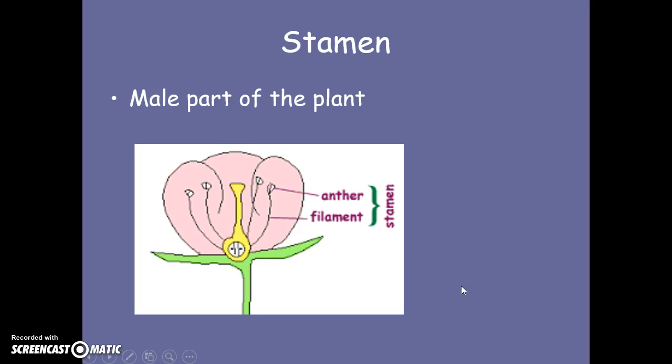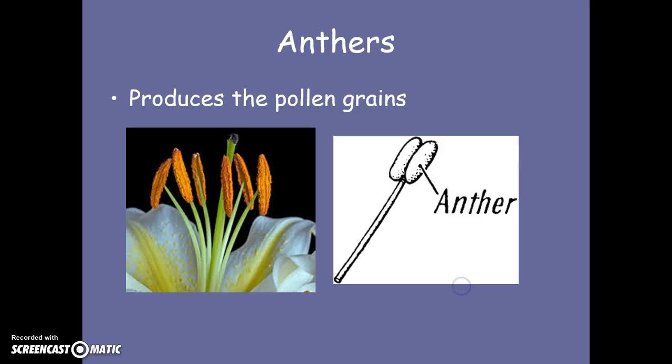So now we're going to talk about the male parts, the stamen. The stamen consists of anthers. So here is the anthers in this real picture, and here is the anther in the drawing. The definition of an anther is it produces the pollen grains. The anther produces the pollen grains, and you can see the little yellow orangish pollen grains all over these anthers. Here's your pistil running down the middle. That's the female part.